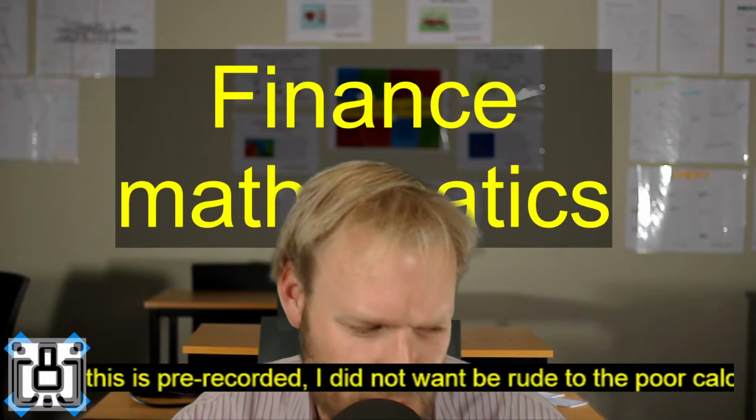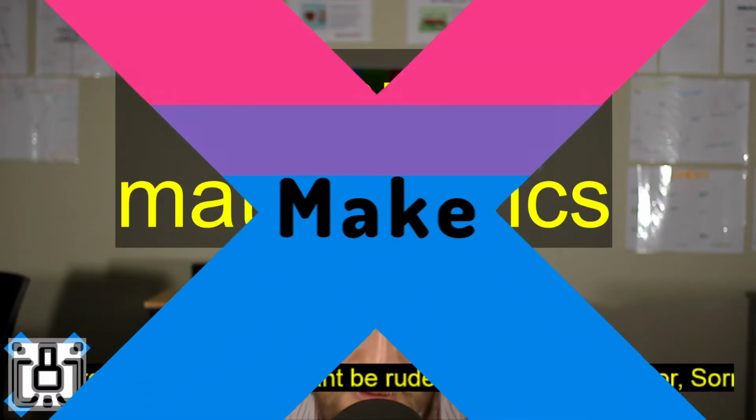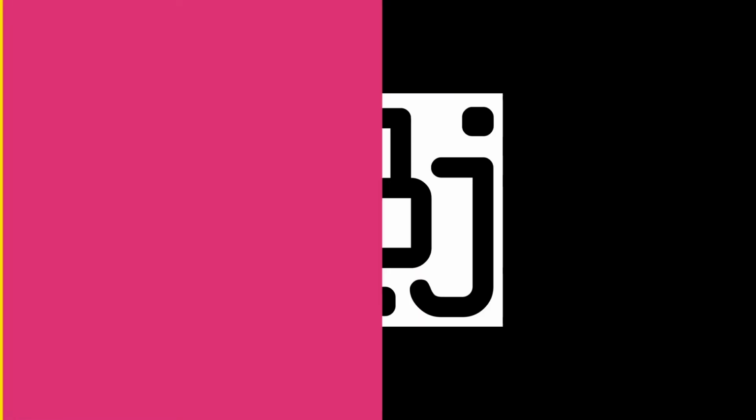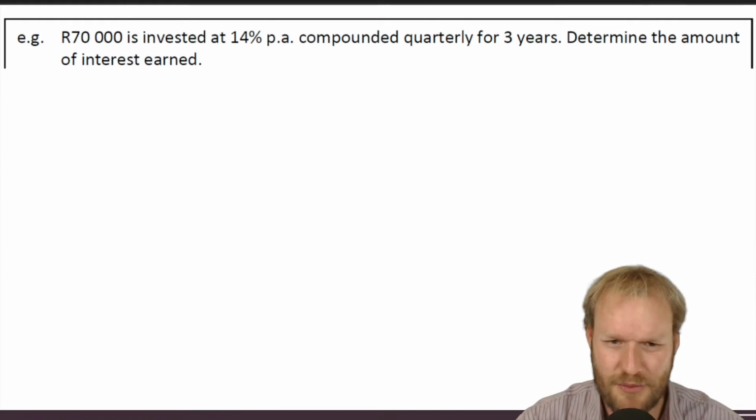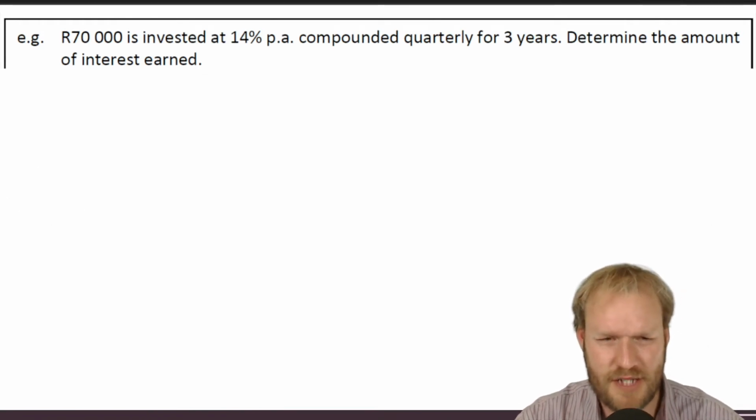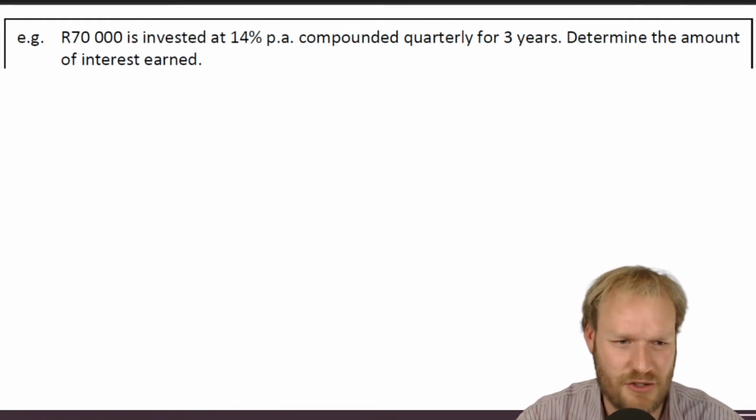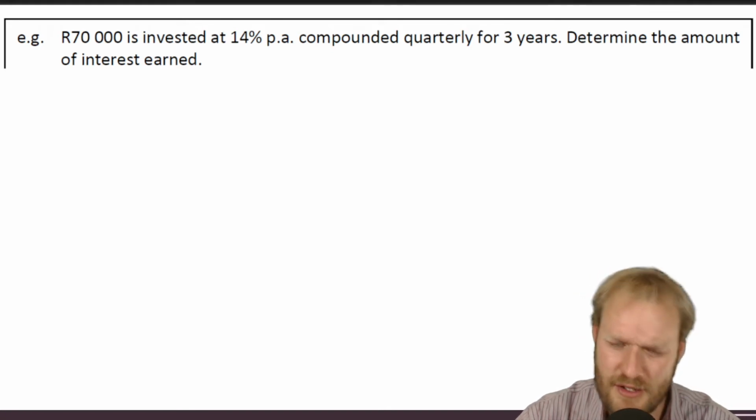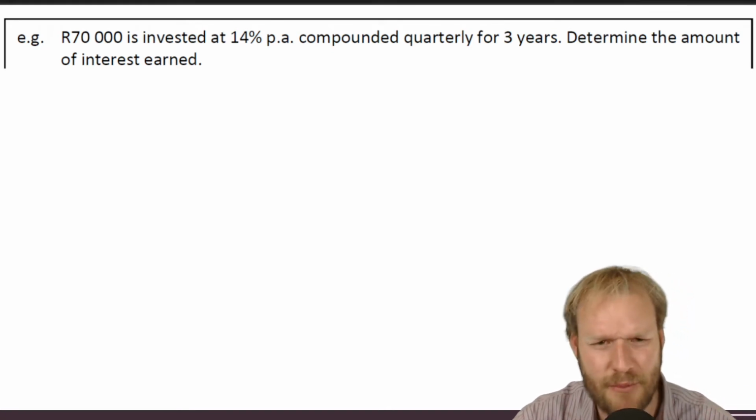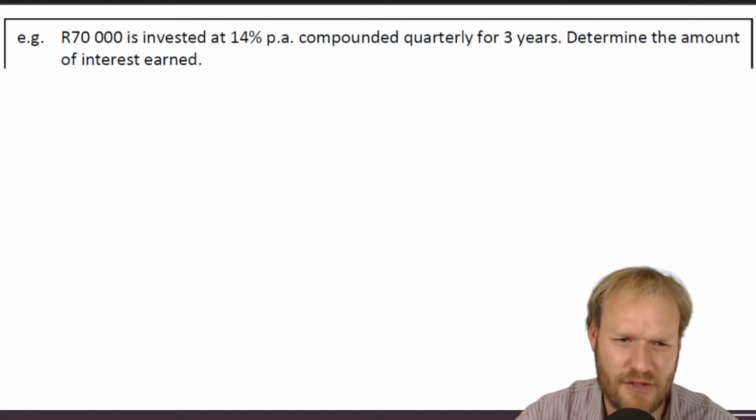Yeah, let's head into our finance mathematics or continue with it. Okay, so what we've got here is R70,000 invested at 14% per annum compounded quarterly for 3 years. Determine the amount of interest earned.